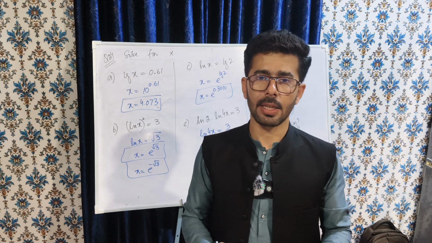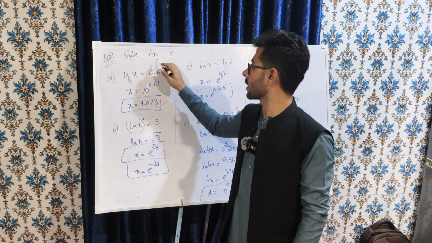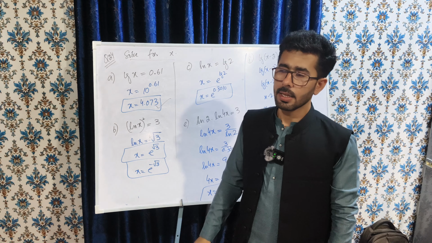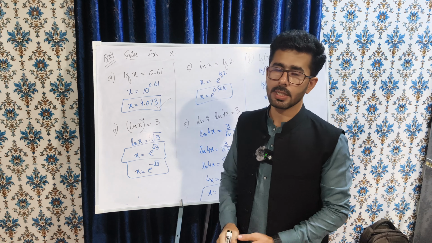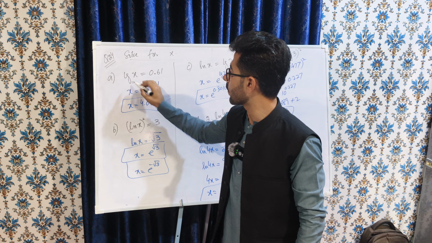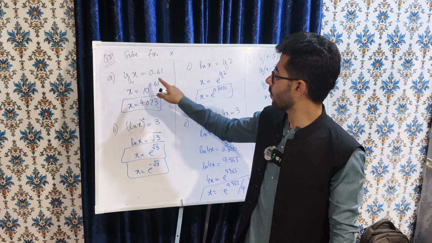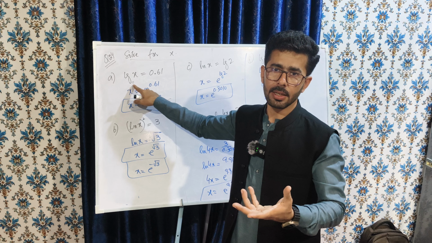Question of exercise 3.4 is question number 24. It's asking us to find the solution for x. So the first question says lg x equals 0.61. That means what will be the value of x if we give 0.61 a power to base 10?